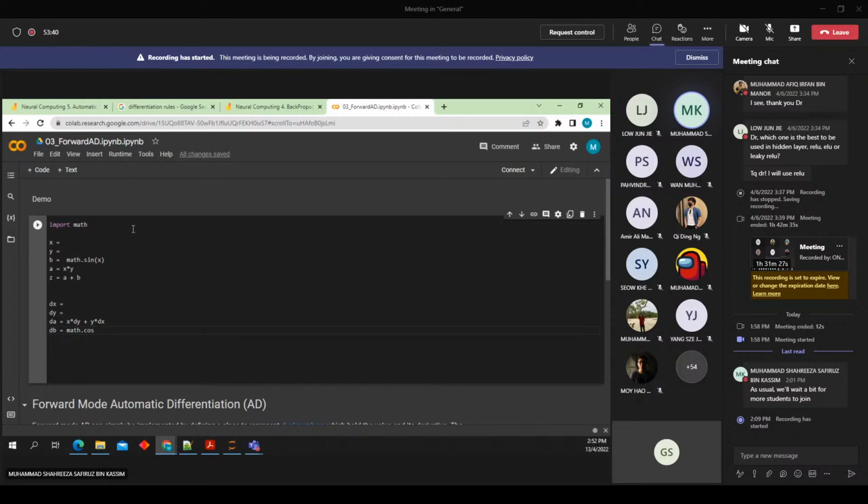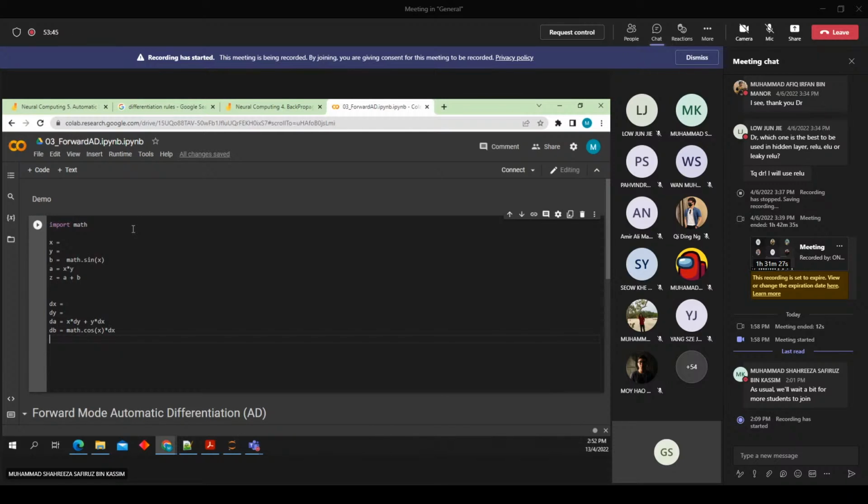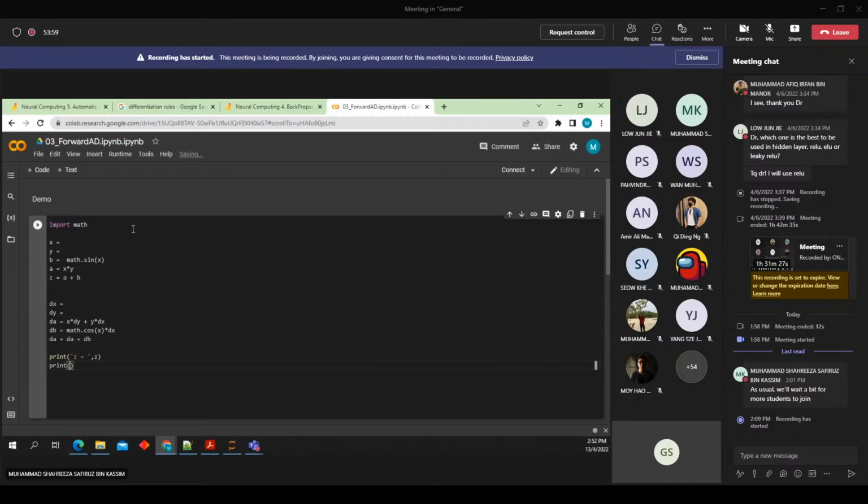Math cosine of x dx, dz equals dA plus dB. This is going to do print dz over dx here. Here, of course, so how do we compute this?